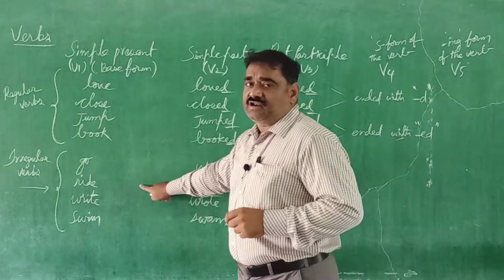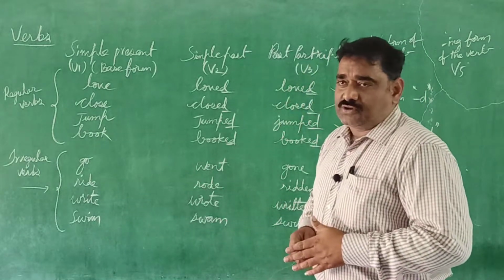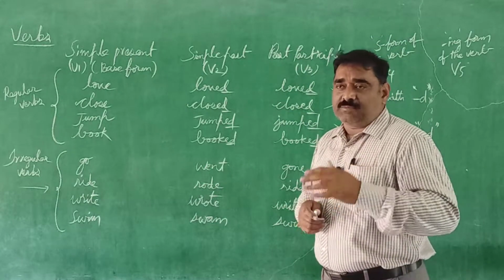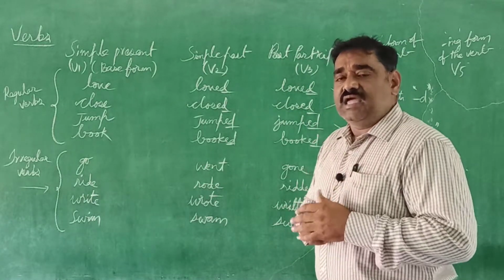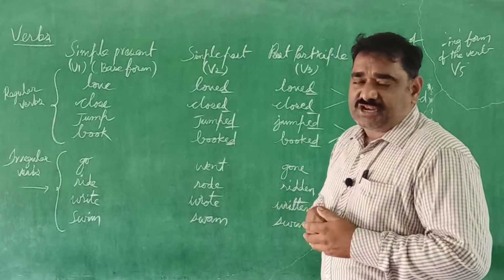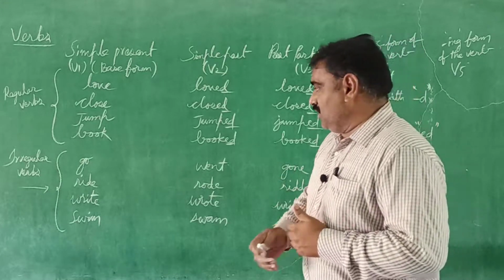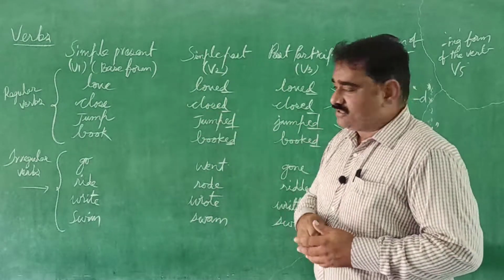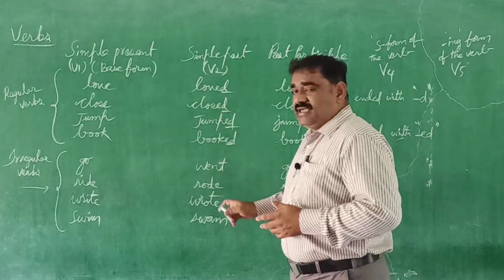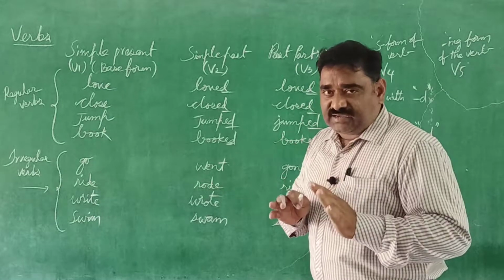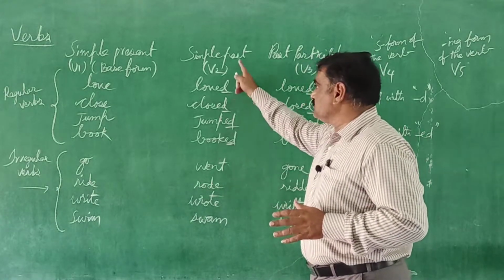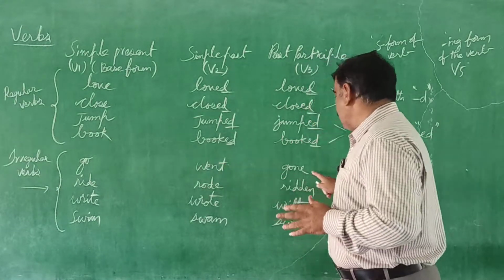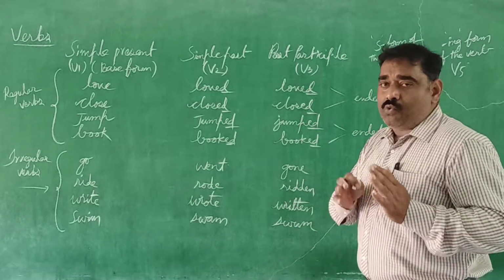Then what about irregular verbs? A while ago I told you they do not follow the general pattern of ending with D or ED. So their V2 and V3 forms are quite different. You see, first go. Go means moving from one place to another place. Its second form is not goed, it is went. Went is the past form, V2 form of go, and gone is its V3 form: go, went, gone.